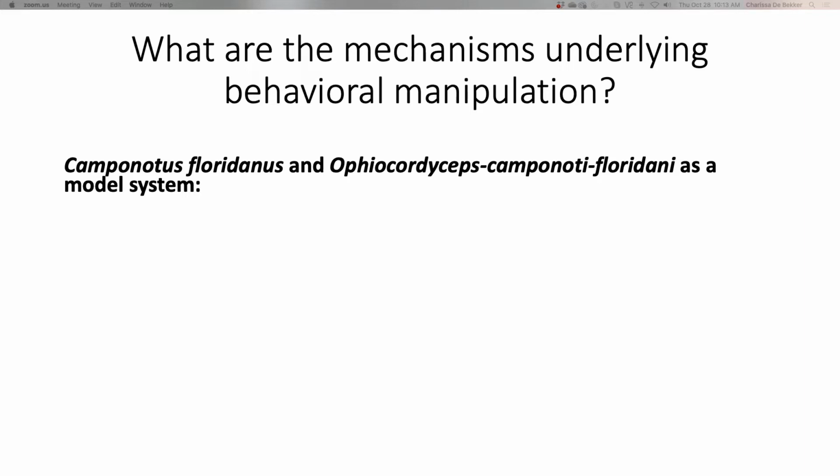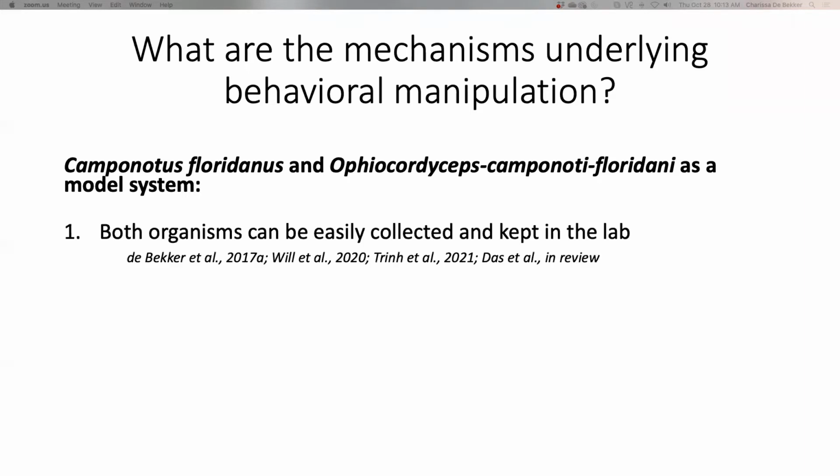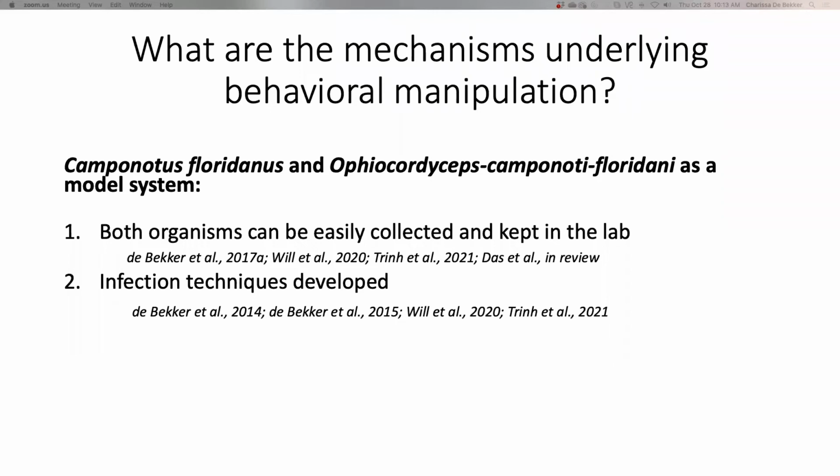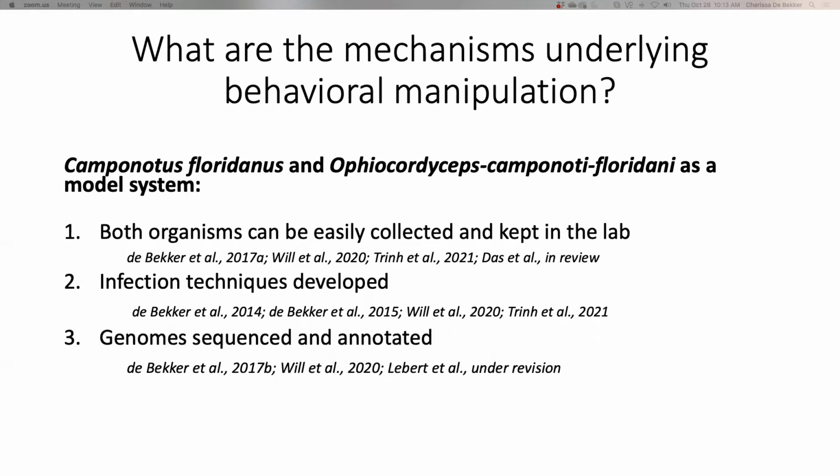So why do we think this is a really good model system? Because there are so many to choose from. Well, both organisms we can easily collect and keep in the lab. Over the years, we have fine-tuned the techniques to do this. So we're able to culture Ophiocordyceps now and have it in a form in which we can actually infect our ants. As such, we also developed infection techniques and are step-by-step learning how to do this better and better. So our infection experiments are becoming more successful.